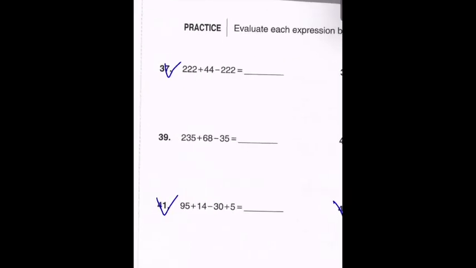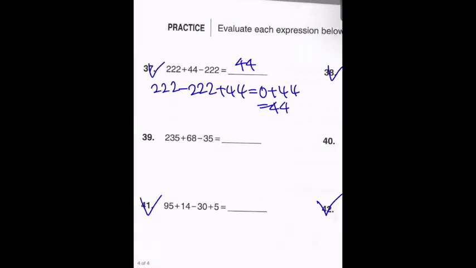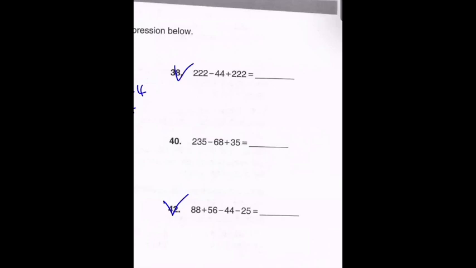So we're going to rearrange. We're going to write it as 222 minus 222 plus 44. And that's going to be 0 plus 44, which is equal to 44. Now let's look at the next problem. So we have 222 plus 222 minus 44. And that's going to give us 444 minus 44, which is equal to 400.